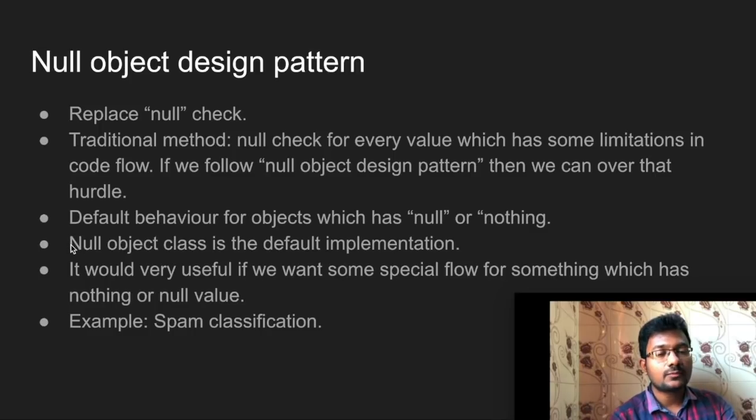And then the next point is that the null object class is a default implementation. Default implementation means whenever your program requires some default implementation for nothing and null values, then you could use the null object design pattern. The last point is that it would be very useful if you want some special flow for something which has nothing or a null value. We can explain that point using some real life example.